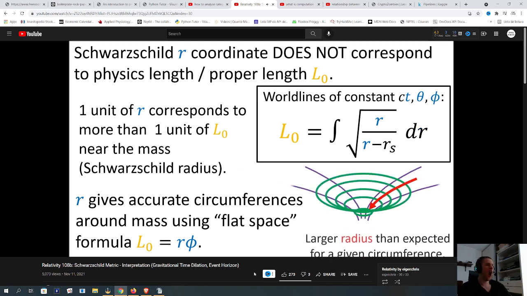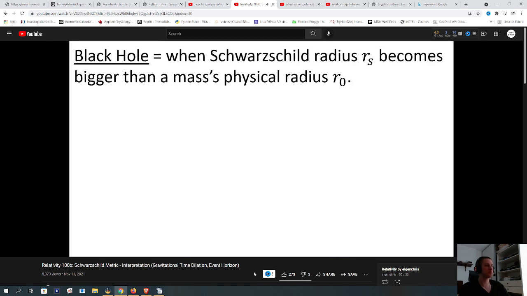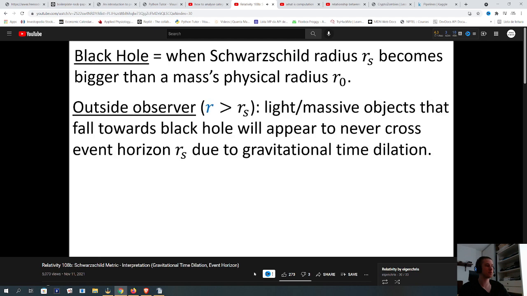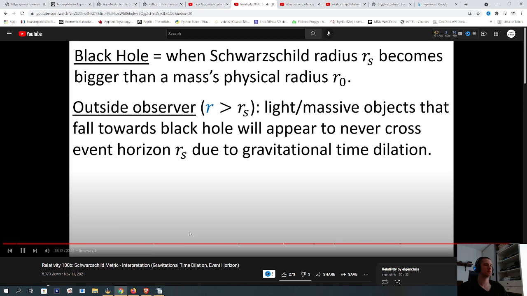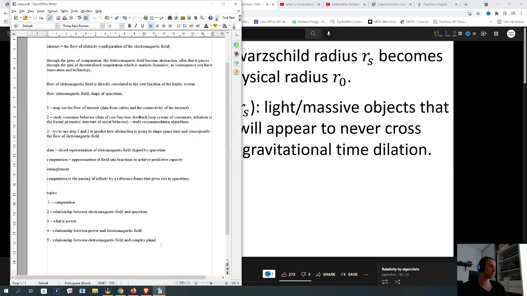This means that there is a larger physical radius than expected for a given physical circumference, according to flat geometry. So we conclude that space itself becomes more curved as we move closer to the mass. Finally, we said that when a mass's Schwarzschild radius becomes greater than its physical radius, we get a black hole. From the perspective of an outside observer, light and massive objects that fall toward a black hole never appear to cross the event horizon due to the increasingly large effects of gravitational time dilation.